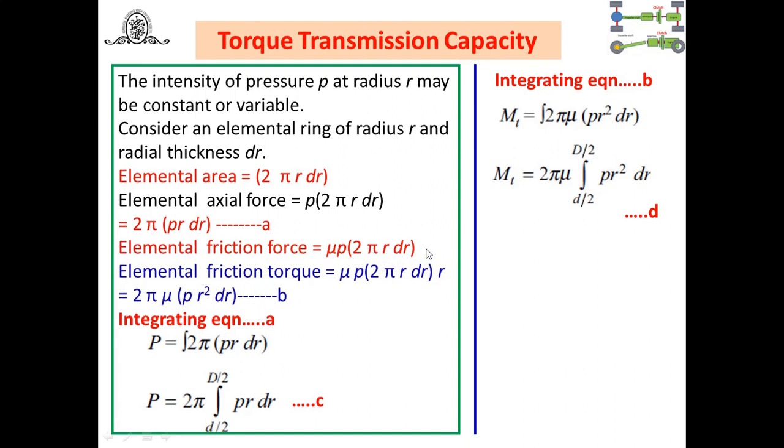So μ p 2πr into dr into r, that is F into r. Frictional force into r, that is frictional torque. You can say it's equation B. Integrating equation A, P is equal to 2π p r into dr.